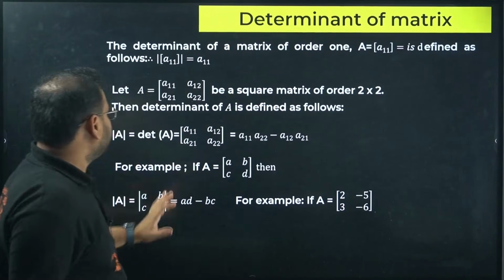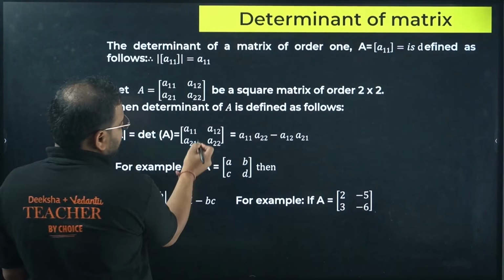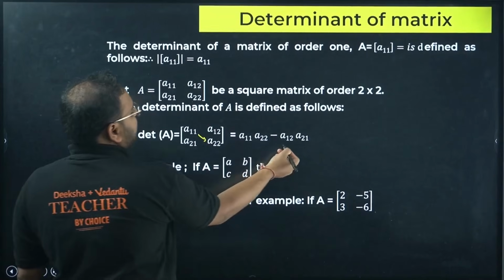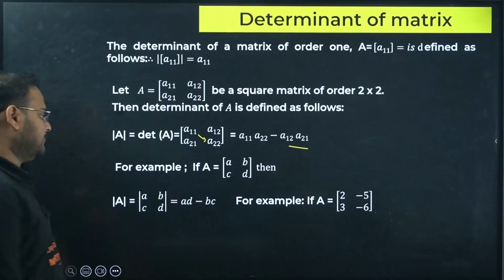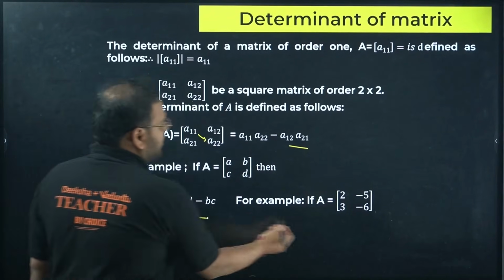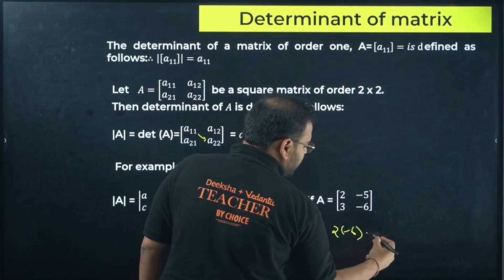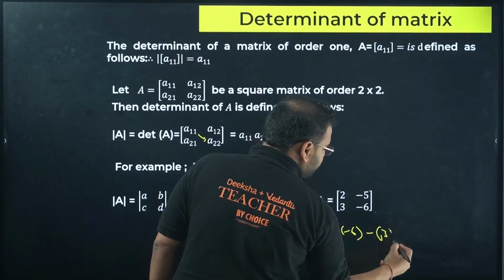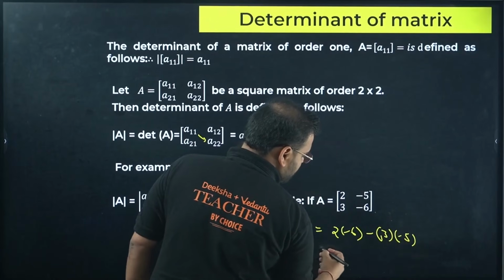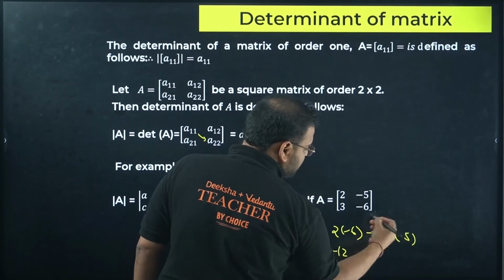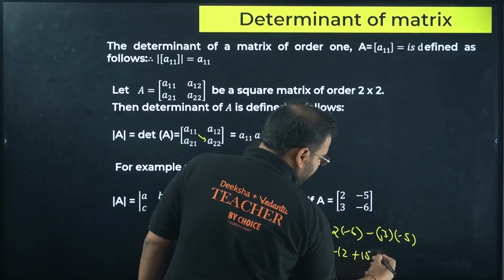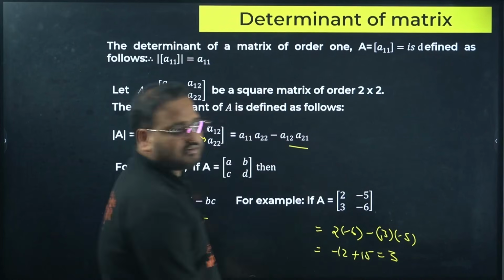So if you see the matrix over here, how do you find it? Very simple, as I mentioned, a11 a22 minus a12 a21. This I already explained to you. How to solve this one? Same here, 2 into, with the minus sign, 3 into minus 5. Cross check, minus 12. This becomes plus 15. Answer is 3. Very simple approach.